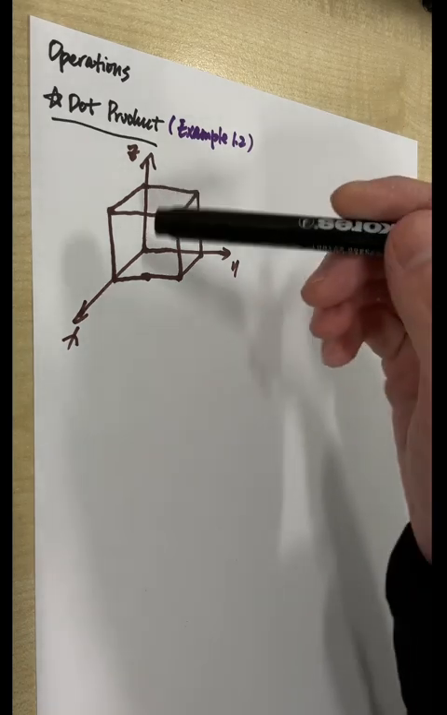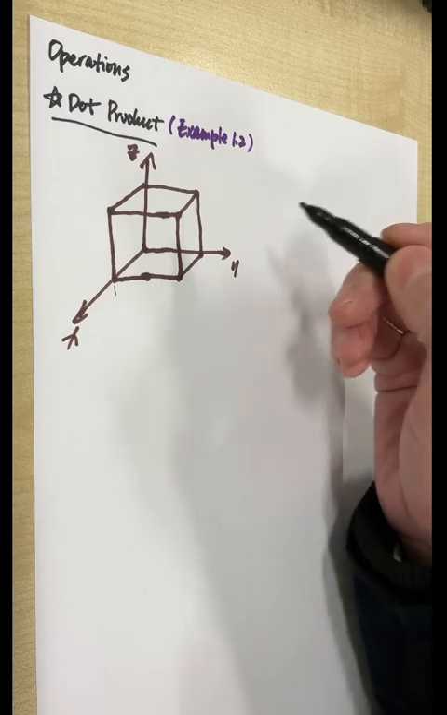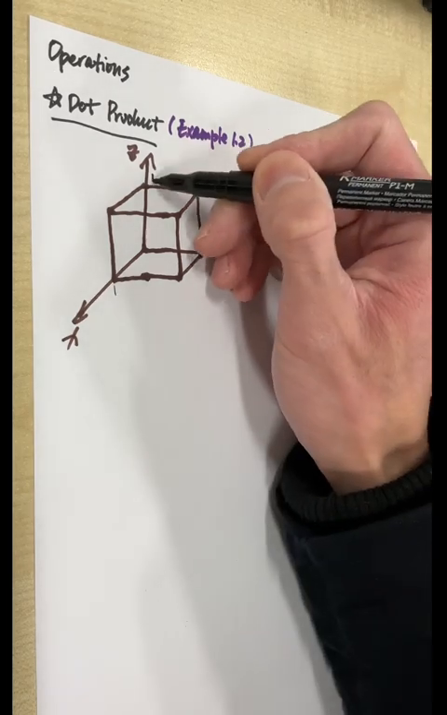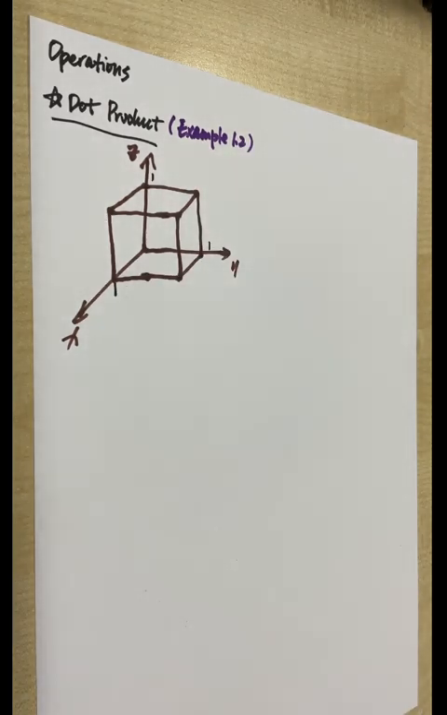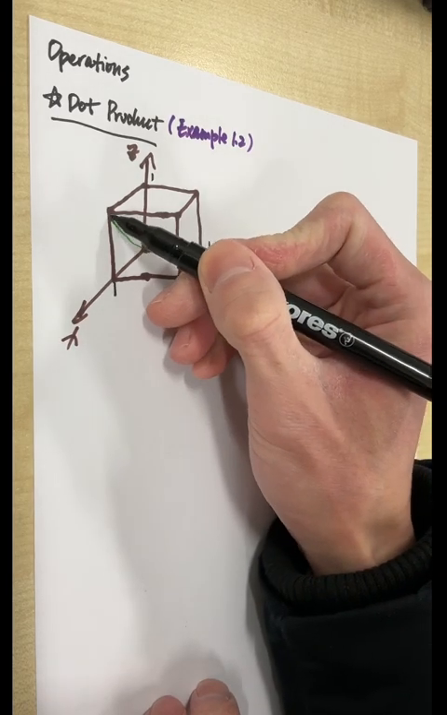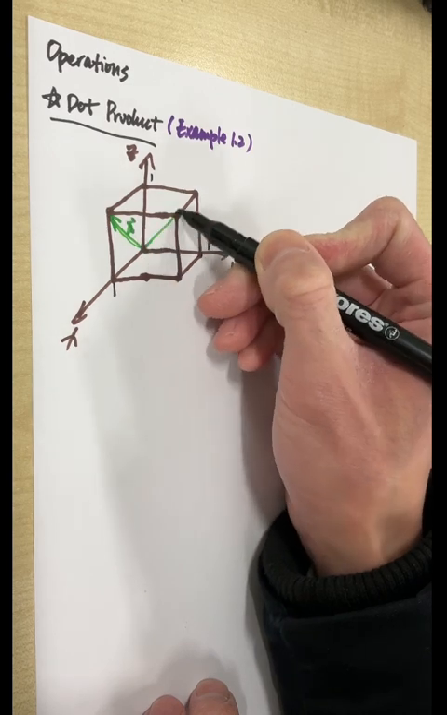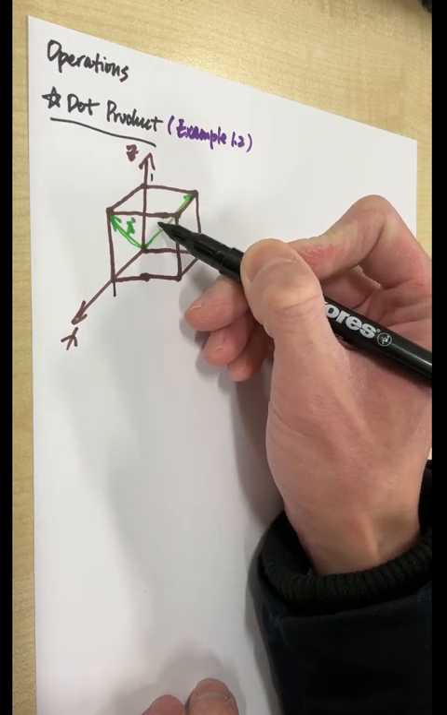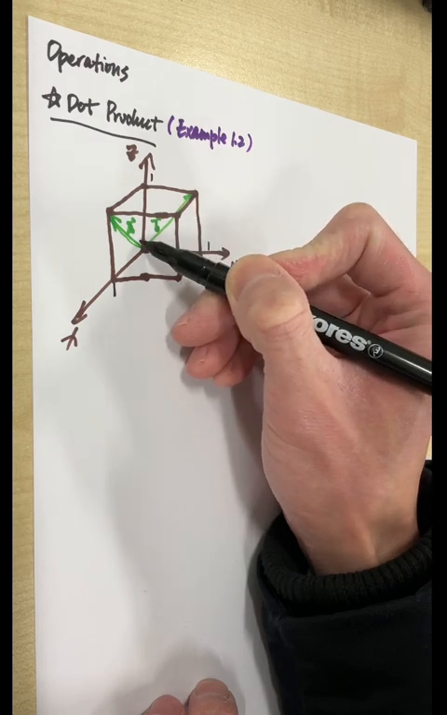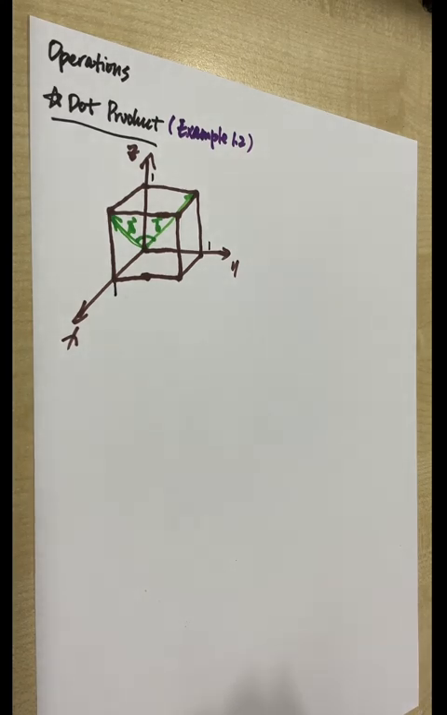Okay, let's quickly look at an example. So we have a cube here. The width, length and height are all unit, just one. If I have a vector here, this is vector A, and then we have another vector here, which is vector B. And we want to calculate the angle between these two vectors. So how do we do that?